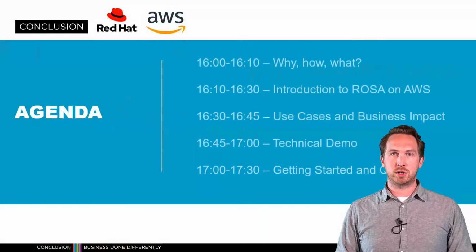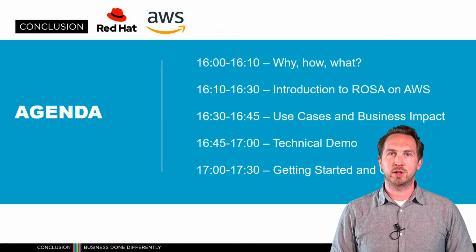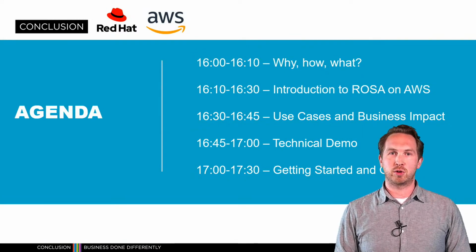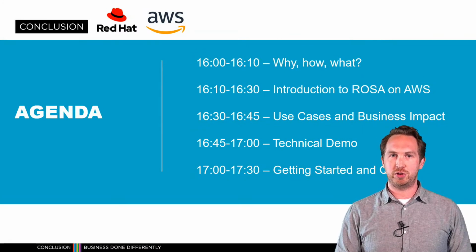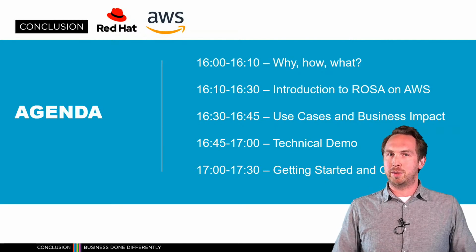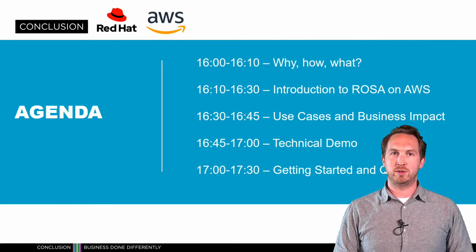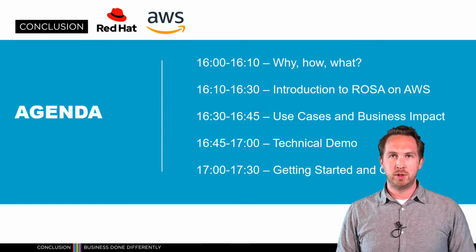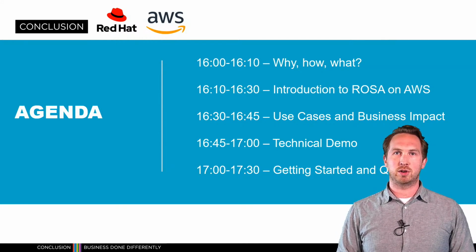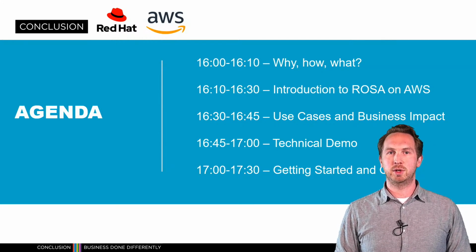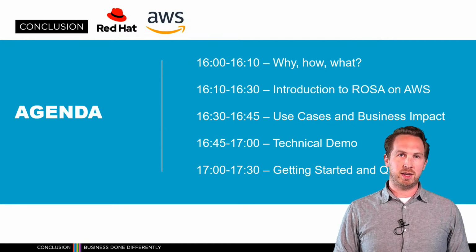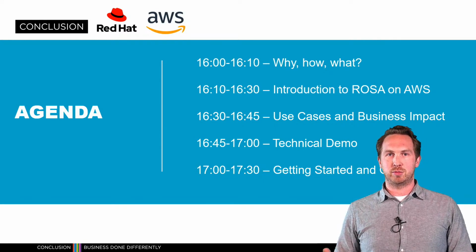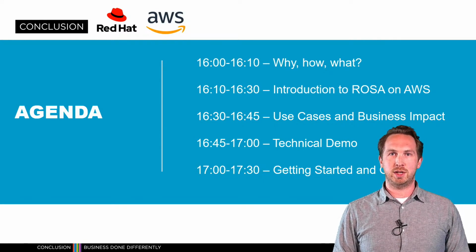So let's see what we're going to talk about today. We're going to start with why we're here. Of course, it's nice to have a new service and OpenShift, but why are we talking about this subject and why is it even relevant in the world of today? After that, AWS and Red Hat are going to do an introduction to ROSA. So how is it set up within the AWS ecosystem? How is the partnership between AWS and Red Hat?